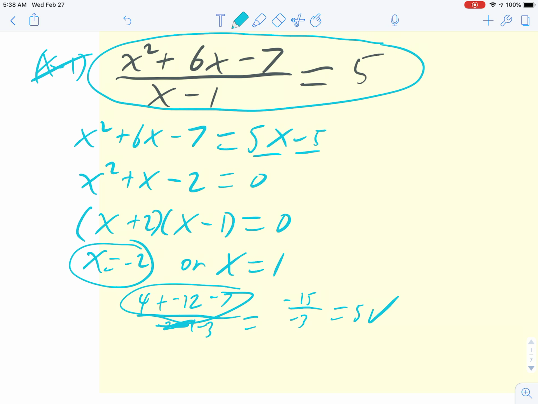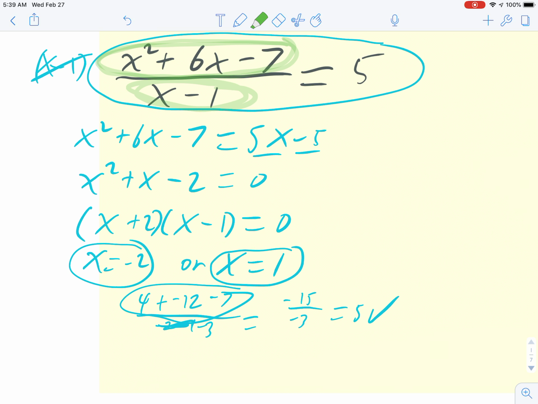But what happens if we try to plug in x equals 1? Well, I'm going to start on the bottom here because if we plug in x equals 1 down here, we're dividing by 0. And there is no way, no matter what happens up here, that anything divided by 0 is going to equal 5. It turns out it's actually 0 divided by 0.